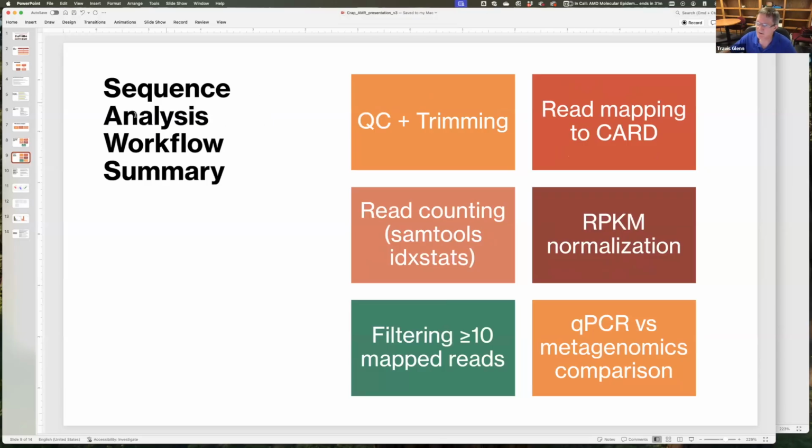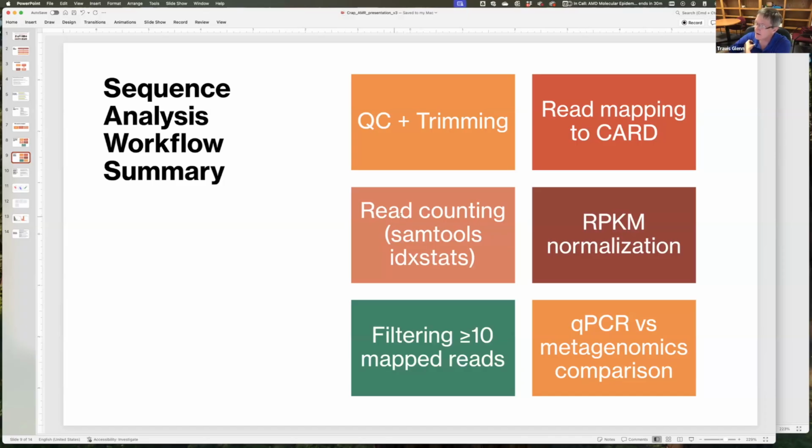For the sequences, this is all Illumina sequence data, paired 150 reads. Again, the most likely things you're going to see in your own lives. We did QC and trimming of those. Then we did read mapping to the CARD database. There's a bunch of ways that you can do that. I'm not going to get into the details of all the different ways that you can do that. I'm just going to present results from one of the pipelines that we had.